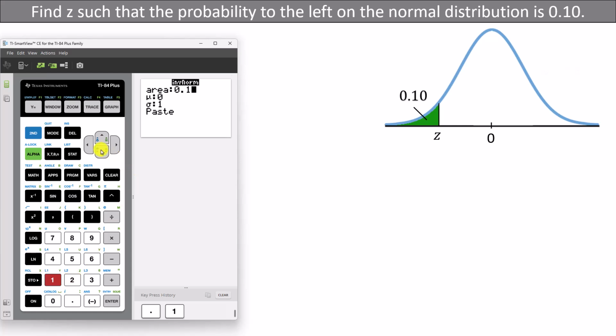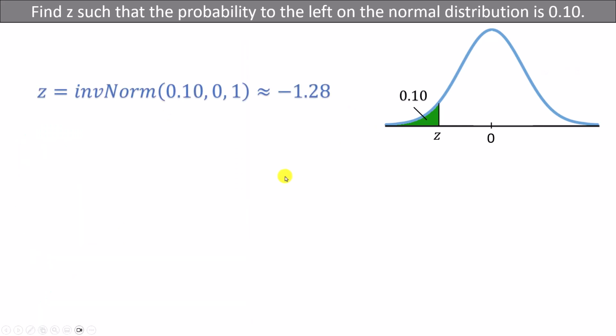Now, on some TI-84 calculators, you might get an additional option for area to the left, area to the right, or area in the center. And if that's the case, then you should choose the area to the left to match what I'm doing here. Always leave mu and sigma at 0 and 1 so that you are telling the calculator you're using z-scores on the standard normal distribution. Go ahead and paste and press enter, and you will get the z-score, which in this case ends up being negative 1.28 approximately. The z-score such that we have 10% of the area on the normal distribution to the left is negative 1.28.